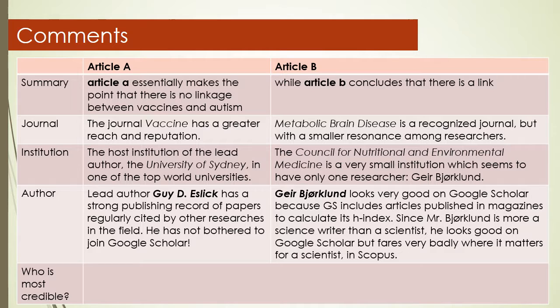In fact, you will find out that the lead author of Article A is a bona fide scientist. He has published a lot. He's been cited by many other researchers. He's not in Google Scholar because for him it's not worth it, because Scopus is much more credible. And Borklund looks very good on Google Scholar because Google Scholar includes articles published in magazines to calculate its H-index. In fact, he is more a science writer than a scientist, and this is why he looks good in Google Scholar but fares very badly where it really matters, in Scopus.